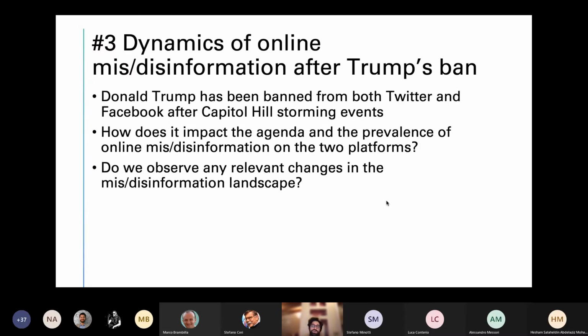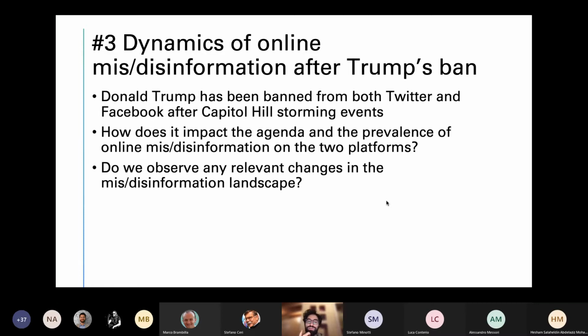And then another interesting topic would be to understand, so as you may know, Donald Trump has been banned from both Twitter and Facebook after the events of Capitol Hill. And he was well known as the biggest super spreader of disinformation about COVID-19 in 2020. And I believe that this would impact the spread of disinformation in general on the two platforms.